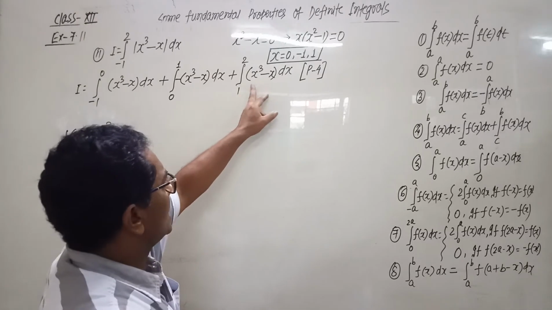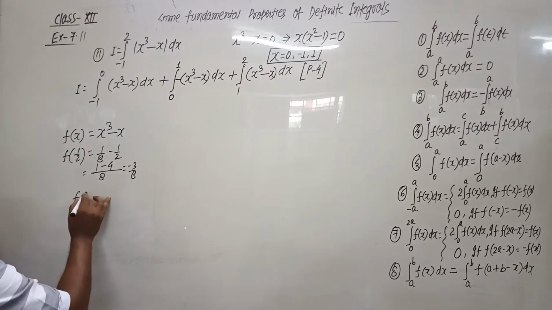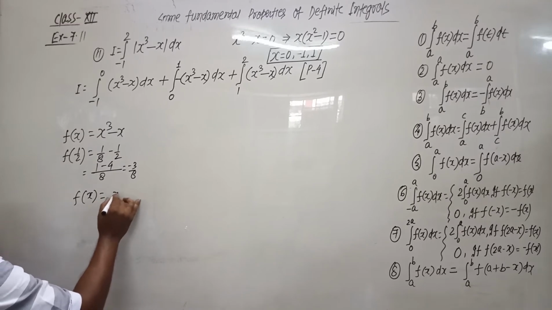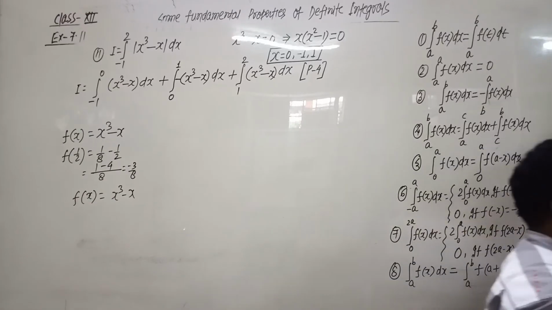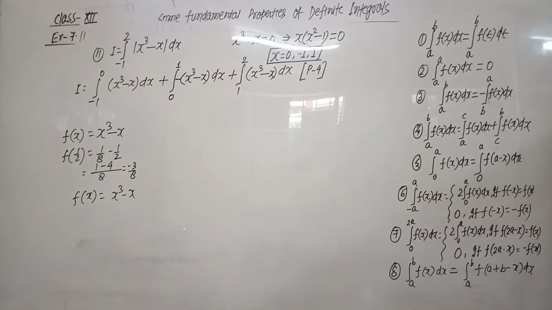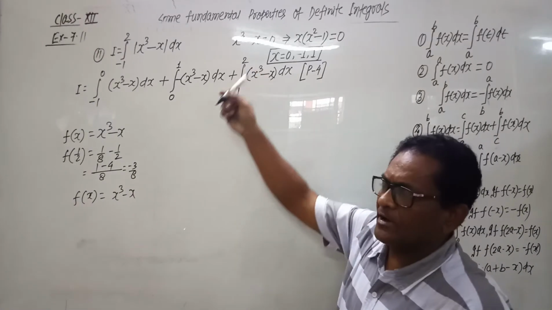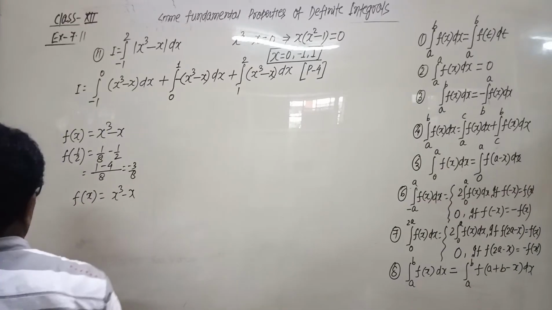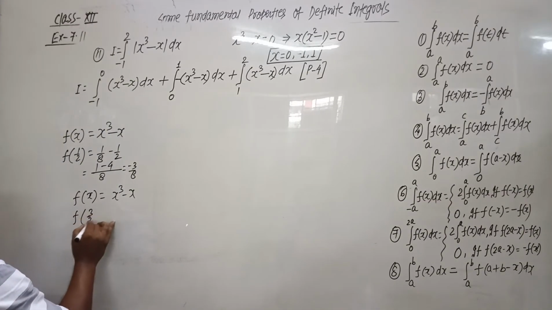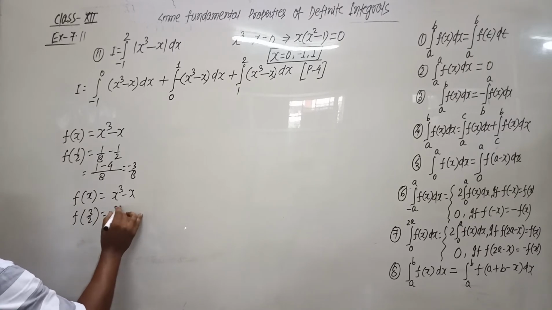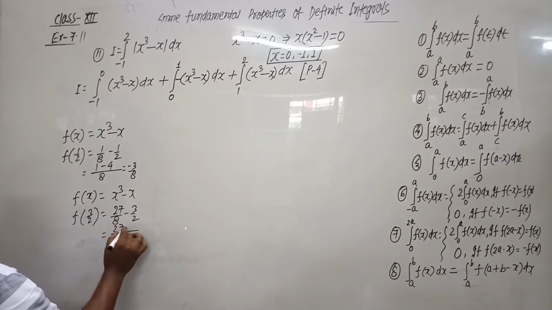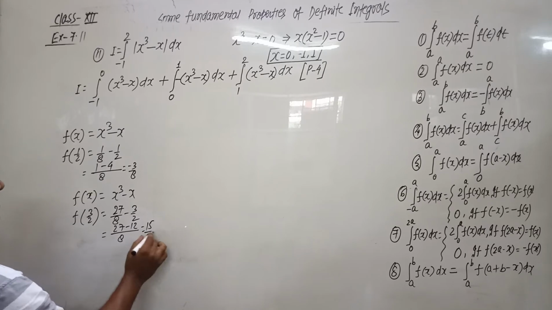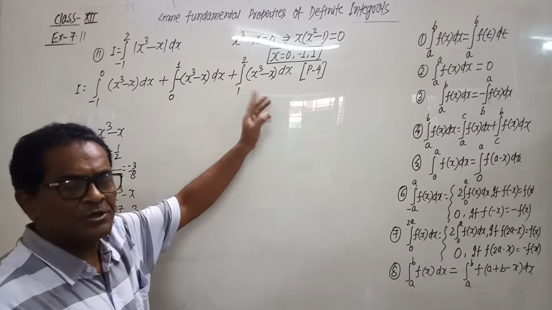Then let us come to the last expression. The function is f(x) = x³ - x. Select any value lying between 1 and 2. We can take 1.5 or 3/2. The value 3/2 lies between 1 and 2, so put x = 3/2. It becomes (3/2)³, meaning 27/8, minus 3/2, LCM 8, 27 - 12, which is positive. So it gives a positive value.